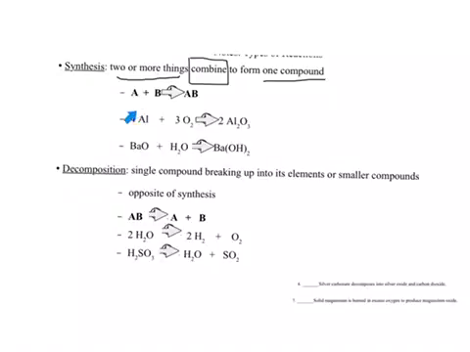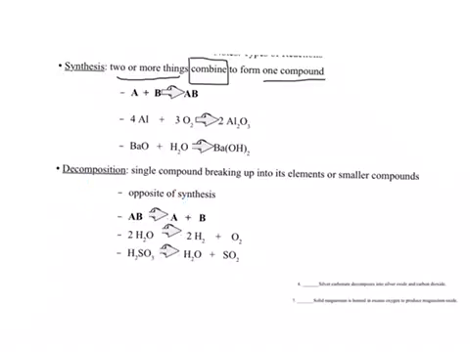So here we have aluminum and oxygen separated, but when they are combined into one compound, aluminum oxide, that is a synthesis reaction. And here's another one over here. Barium oxide plus water. On the reactant side, they're separated. And then on the product side, it is one compound, barium hydroxide. That is what synthesis looks like.